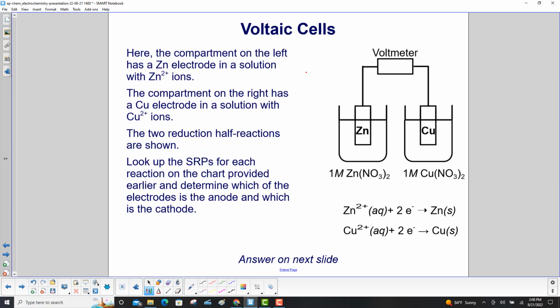Here, the compartment on the left has a zinc electrode in a solution with zinc ions, zinc nitrate here. The compartment on the right has a copper electrode in a solution with copper ions from the copper nitrate. The two reduction half reactions are shown. Now these are both reduction. Look up the SRPs for each reaction on the chart provided earlier and determine which of the electrodes is the anode and which is the cathode. And we'll have the answer on the next slide.